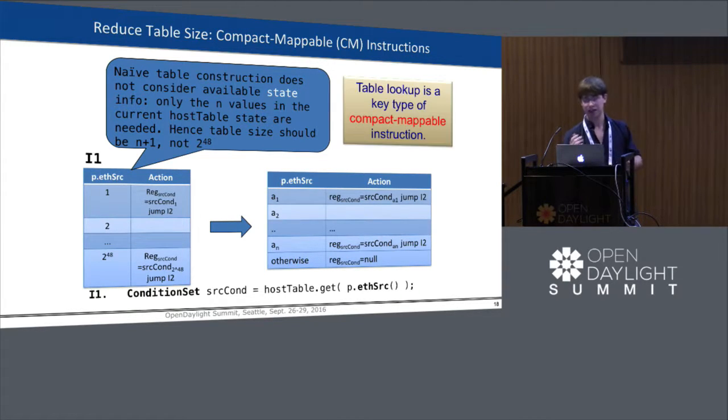Table lookup is a key type of compact mappable instruction. That is, the ability to take a program with a huge domain and, based on given table constraints, simplifying that domain down to a small series of variables is vitally important for representing functions in a way that can actually be fit onto genuine silicon.